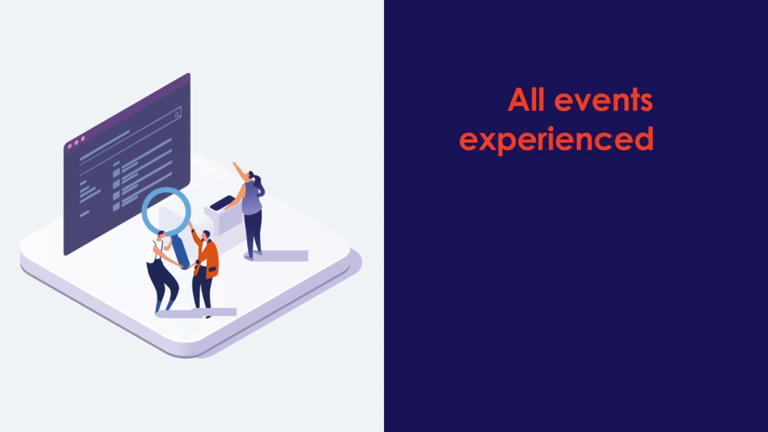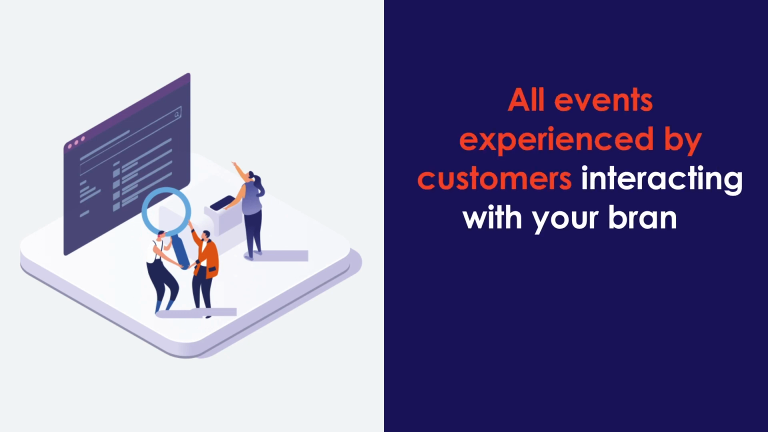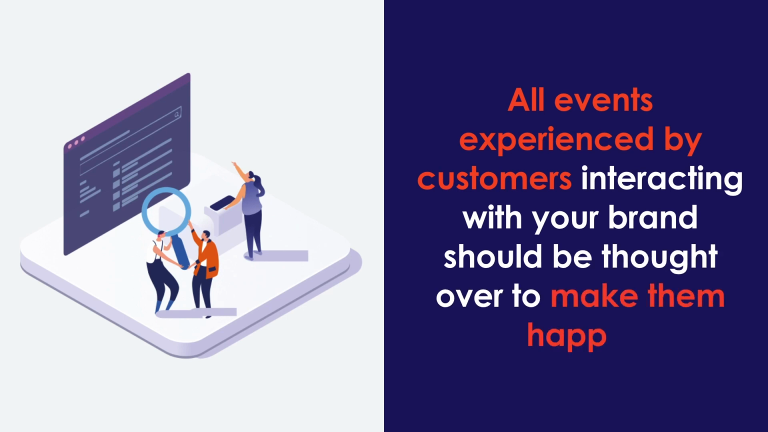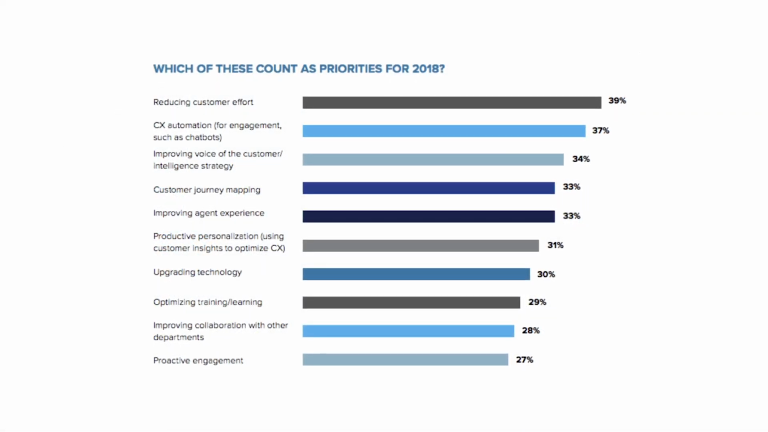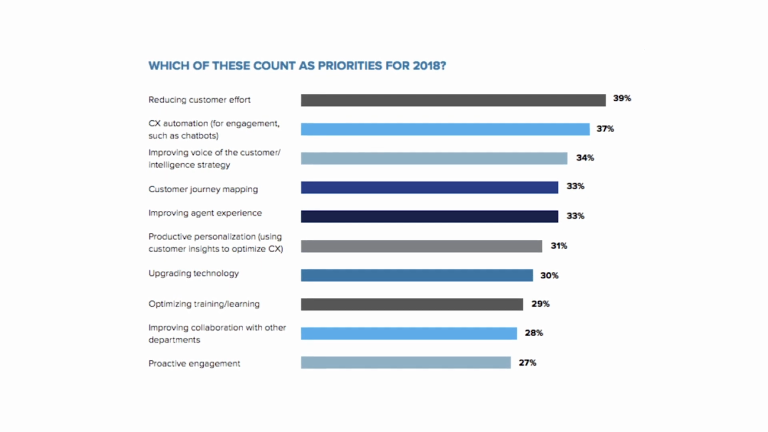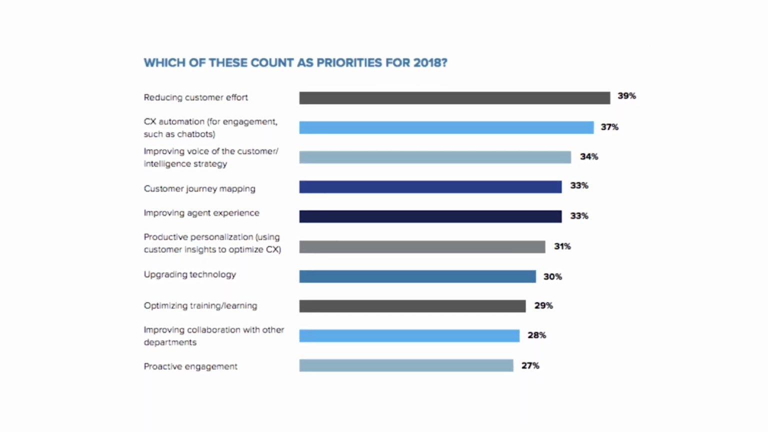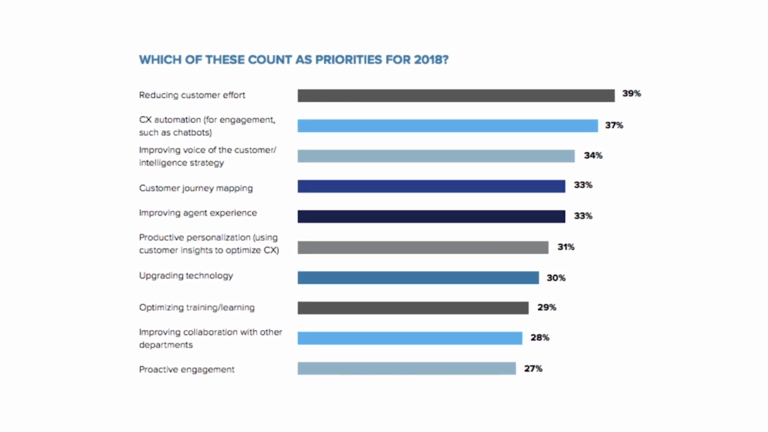So basically, all events experienced by customers interacting with your brand should be thought over to make them happy, starting from finding your website in Google, through the purchase process itself, up to getting help and submitting feedback afterwards. As stated in the latest Customer Contact Week report, reducing customer effort during the support process has been the number one focus for organizations this year.